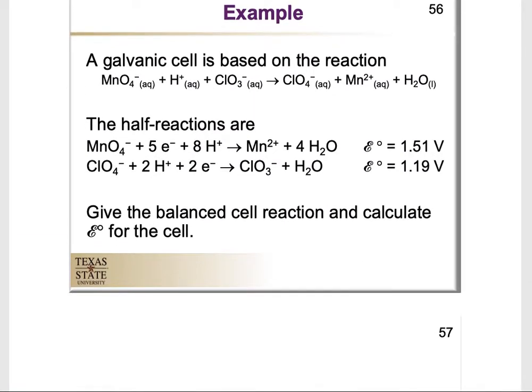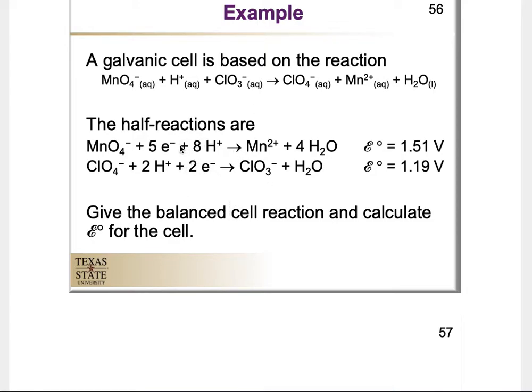Next example, we have a voltaic cell based on the reaction shown there. The two half reactions are provided. And again, notice that both of them are written in the reduction form. And we are asked to give the balanced cell reaction as well as calculate the cell potential for that particular galvanic cell. All right. So what we're going to begin with is doing the first part, which is to do the balanced equation.